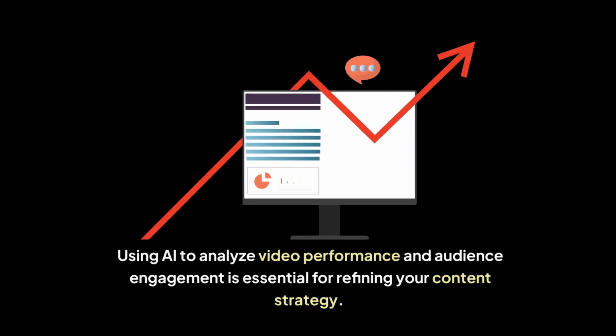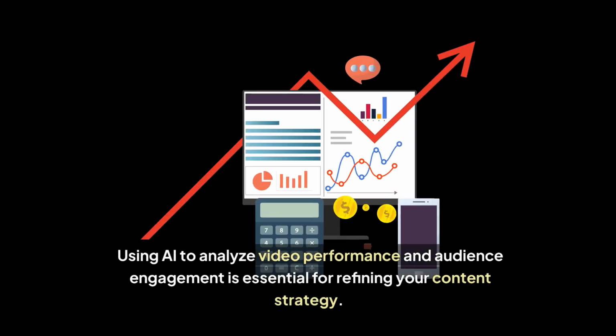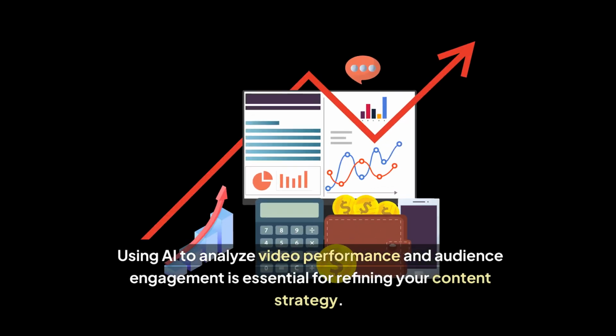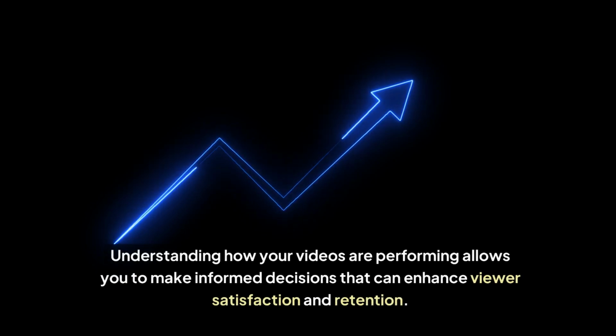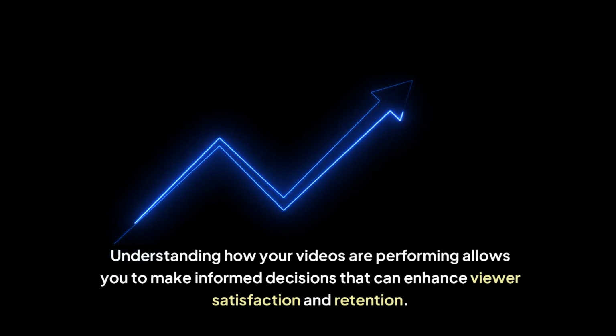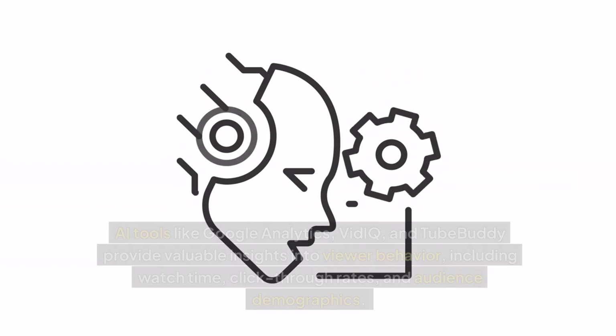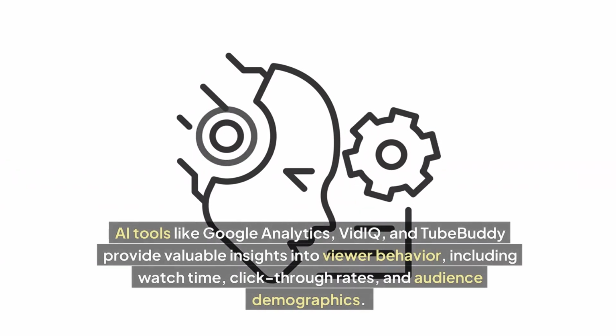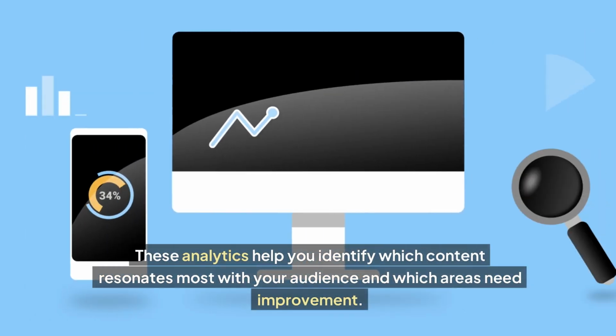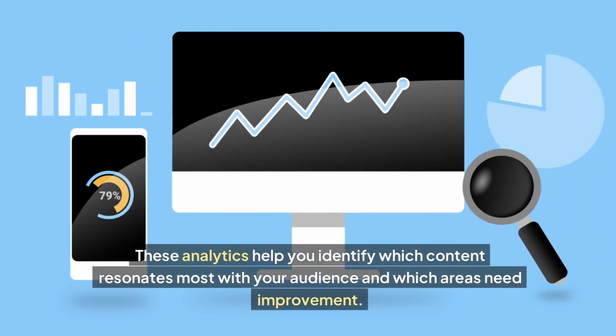Using AI to analyze video performance and audience engagement is essential for refining your content strategy. Understanding how your videos are performing allows you to make informed decisions that can enhance viewer satisfaction and retention. AI tools like Google Analytics, vidIQ, and TubeBuddy provide valuable insights into viewer behavior, including watch time, click-through rates, and audience demographics. These analytics help you identify which content resonates most with your audience and which areas need improvement.